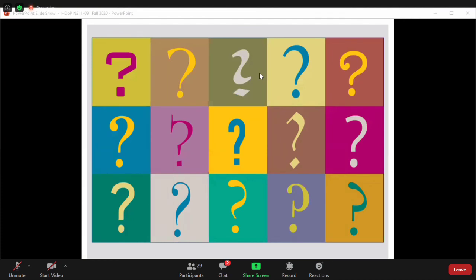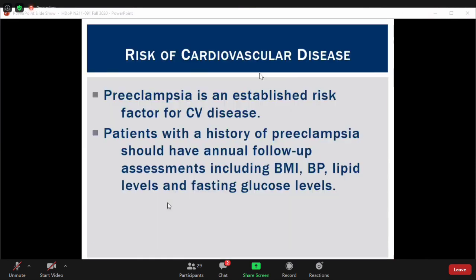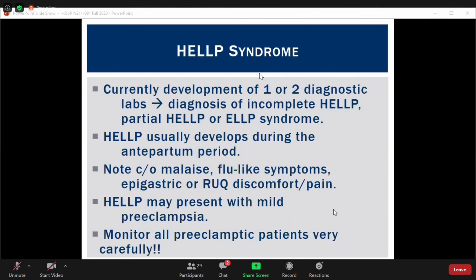So, questions? Yes, just really quick on one of the last slides. I'm sorry if I missed it. What's the difference between incomplete partial HELLP and HELLP syndrome?